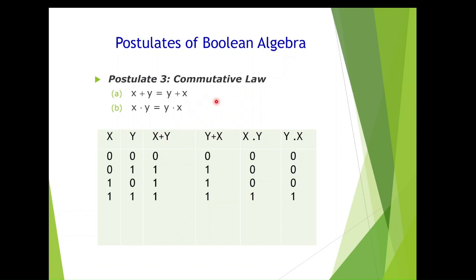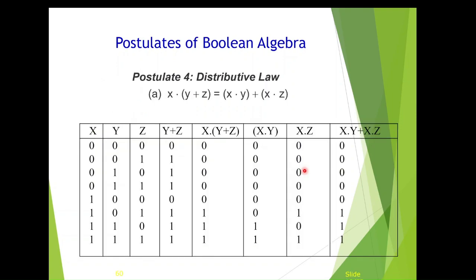The third postulate is the commutative law. That is, x plus y is equal to y plus x, or x dot y is equal to y dot x. We can easily prove this by writing all possible combinations. x and y can have only two values, 0 or 1. So these are all four possible combinations: 0 0, 0 1, 1 0 and 1 1. So we can easily prove that x plus y is equal to y plus x. Similarly, x dot y is equal to y dot x.